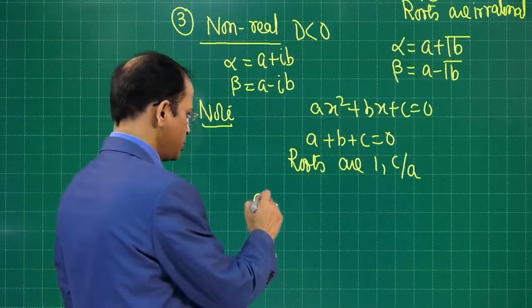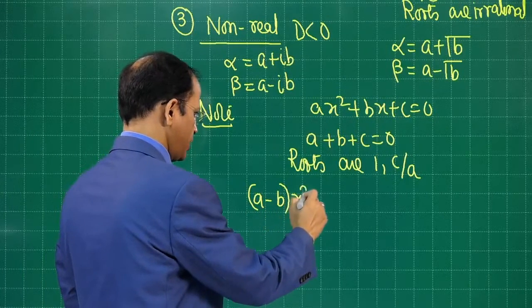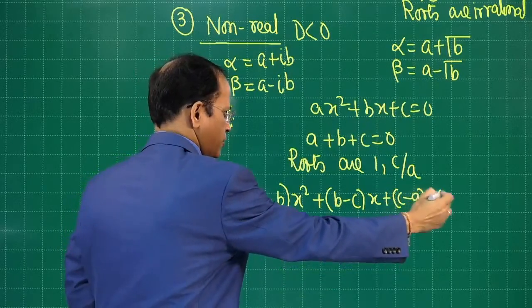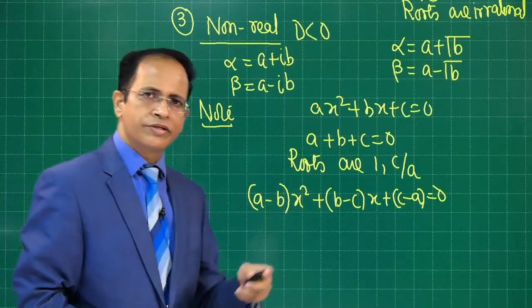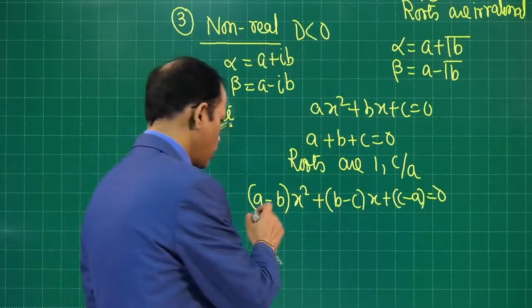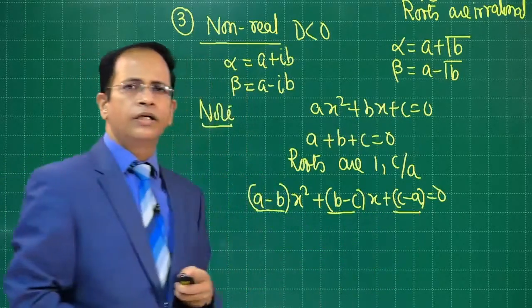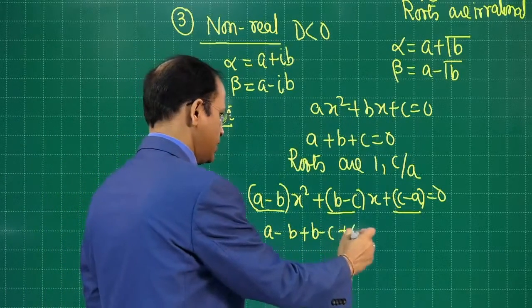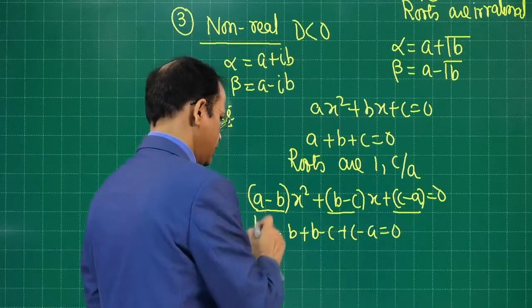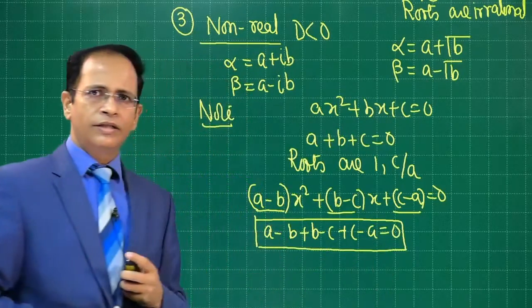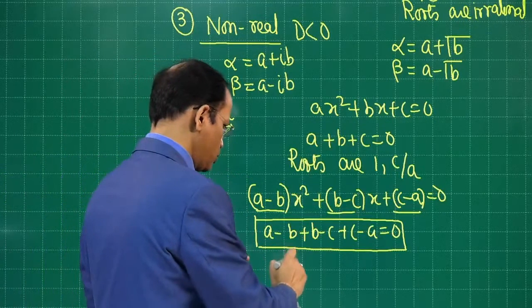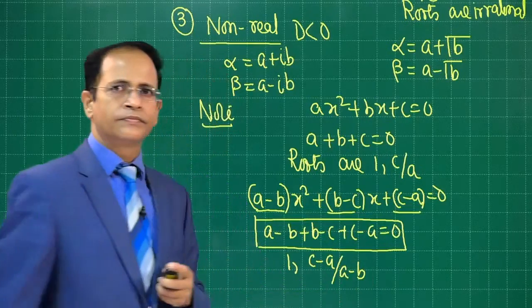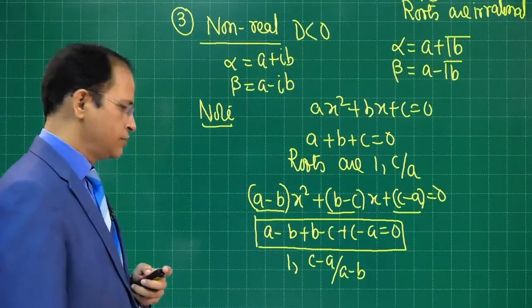Suppose you have been given an equation (a minus b) into x square plus (b minus c) into x plus (c minus a) equal to 0, and we have to solve this equation. If you add all the coefficients and the constant, it comes out to be a minus b plus b minus c plus c minus a, which is equal to 0. So you can see the initial condition is satisfied, and the roots will automatically be 1 and (c minus a) upon (a minus b). Got it?